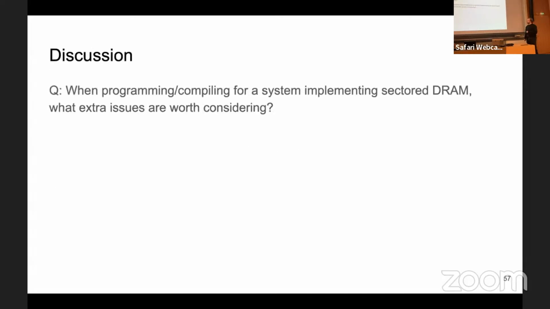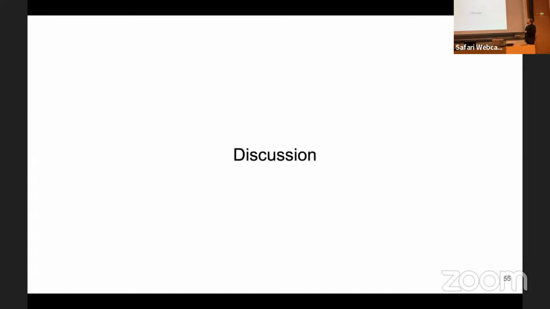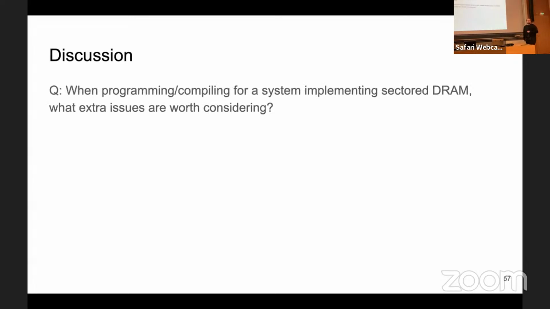Let's start with this one. Let's say we have a system that implements sector DRAM, and we're now writing a program, or a compiler, for this sort of system. What sort of things might we now care about that we don't care about with normal DRAM? What things become relevant to consider when writing a program, or more realistically a compiler, that weren't relevant for normal DRAM? Any ideas?